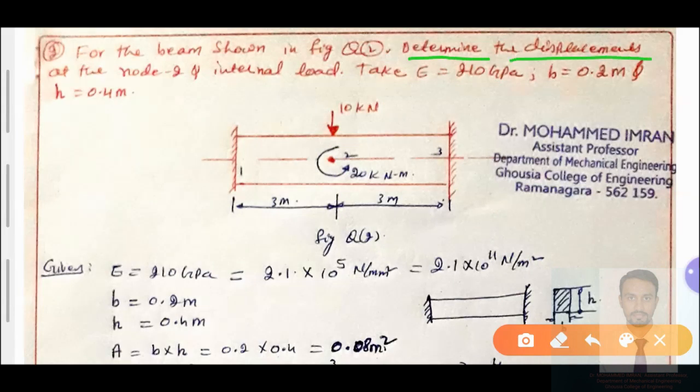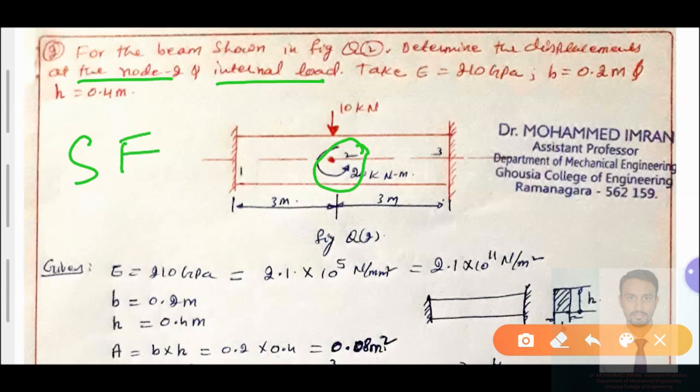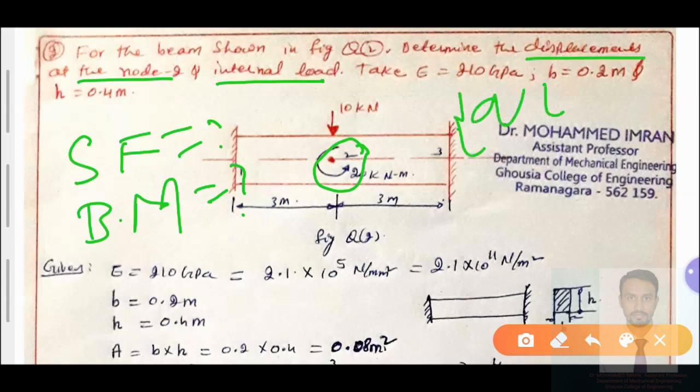Determine the displacements at node 2. We have nodes 1, 2, 3; 3 nodes means 2 elements. This one is element number 1, and this one is element number 2. We need to determine the displacement at the mid node, that is node number 2, and then the internal loads. What are these internal loads? We well know the internal loads in a beam element are shear forces and bending moments. We need to find out shear forces and bending moments at each node of the beam element, and also the displacement at node number 2, the Q vector, right?